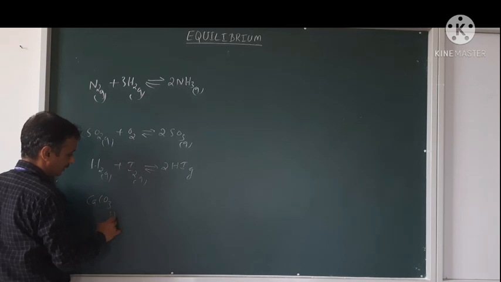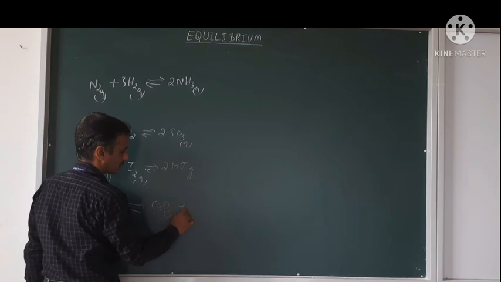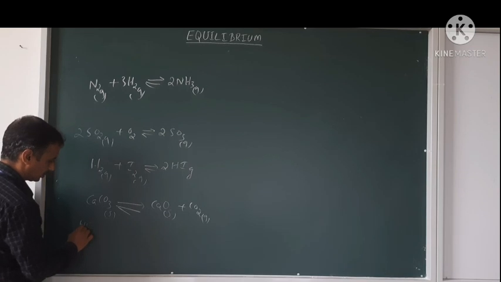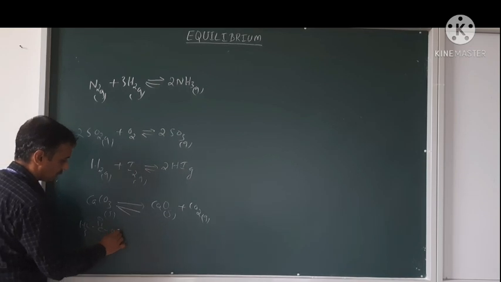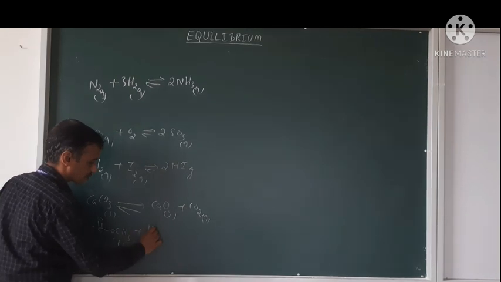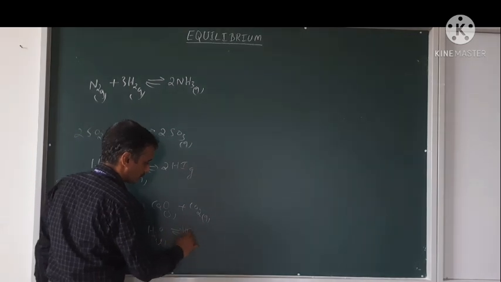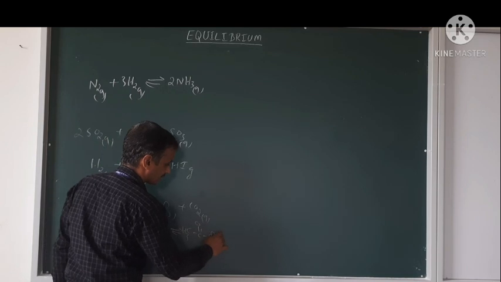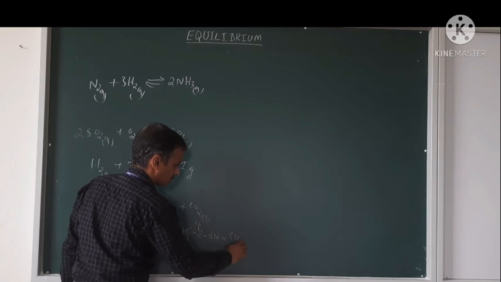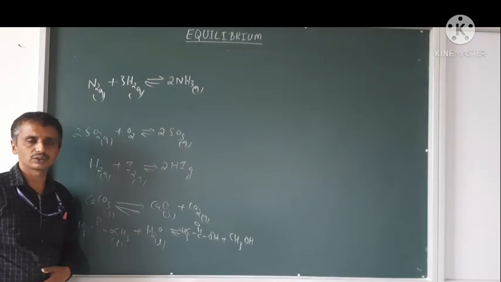calcium carbonate solid decomposing and giving calcium oxide solid plus carbon dioxide gas, CH3COOCH3 methyl acetate which is liquid plus water, again the liquid, giving CH3COOH acetic acid plus CH3OH. These are one set of examples.